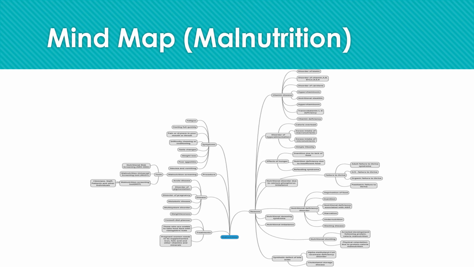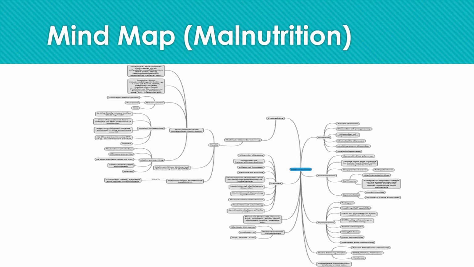Now we will see the symptoms. It will be identified by symptoms such as fatigue, taste change, weight loss, difficulty chewing, pain or dryness in your mouth, etc. Diseases such as acute disease, disorder of pregnancy, metabolic disease, multi-system disorder, and weightlessness. I have extended my domain model during the prototype phase. Now we will understand the procedure.